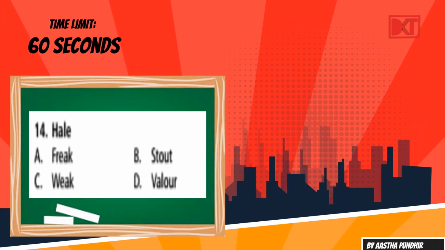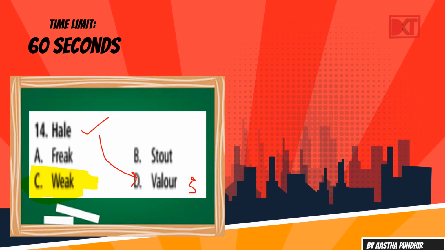Alright, the next word is hale. The options are freak, stout, weak, and valor. So here the antonym of hale is weak. Weak, we know someone who depicts the lack of braveness, meager and weak. Whereas hale means someone who's strong and healthy. Okay, so here the synonym valor depicts strength.